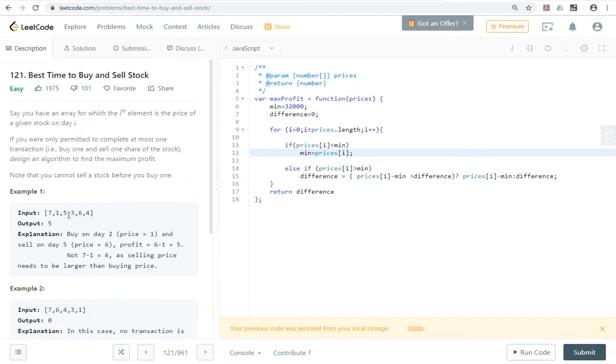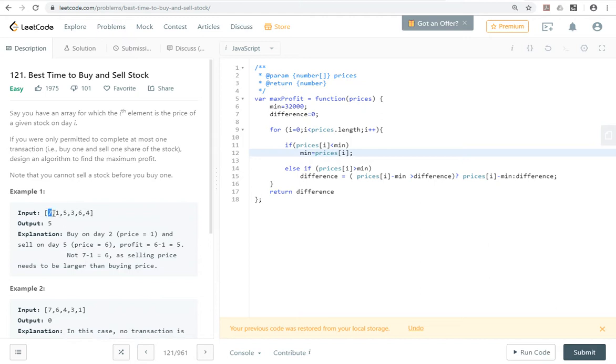You're given an array, and they represent stock prices at a certain time. The index of the array represents the time. So you want to go through this array and see when would be the best time to buy, and then what would be the best time to sell that stock.